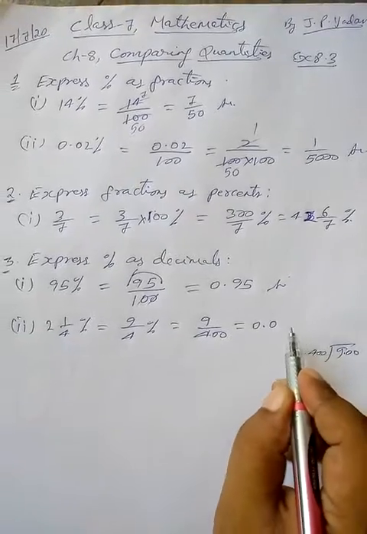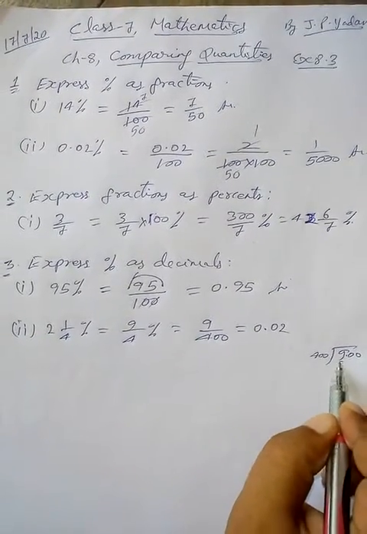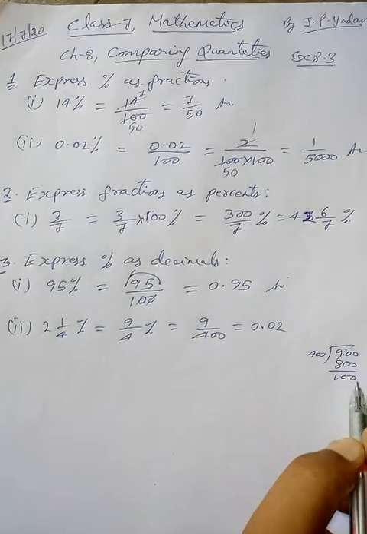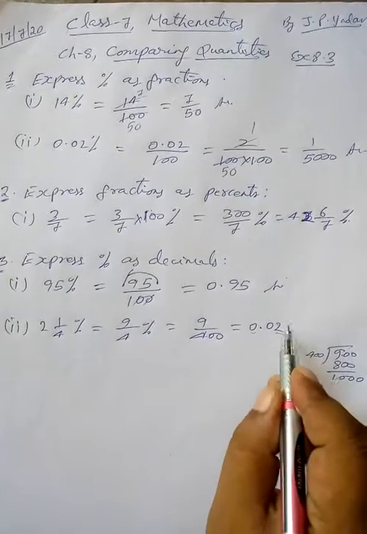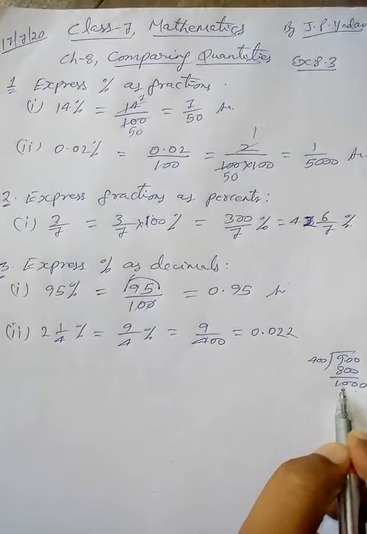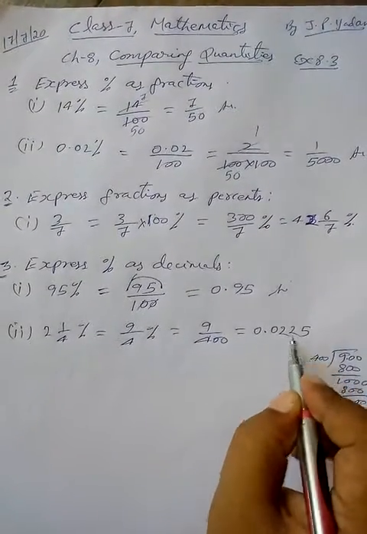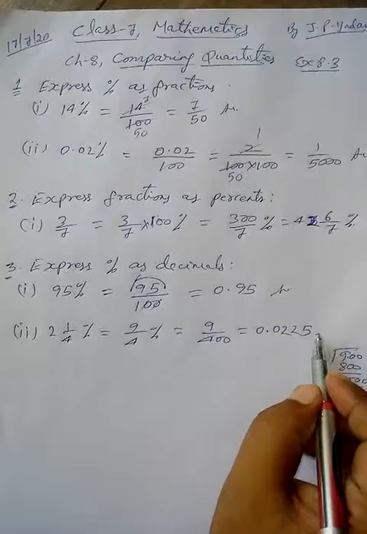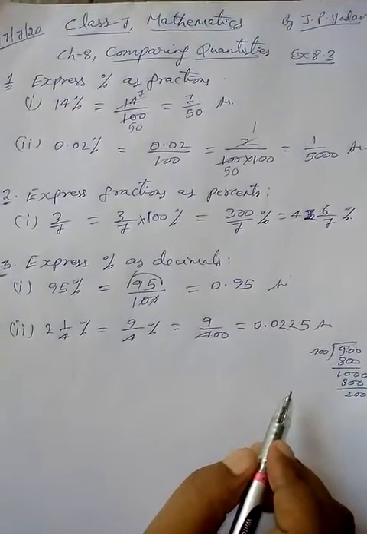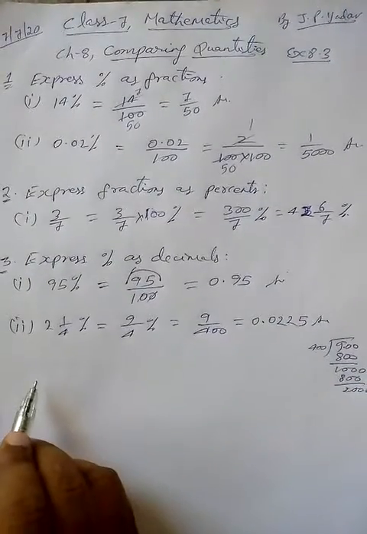4 twos are 8, 800. 100 and one more 0. 4 twos are 8. 200. 10. 4 fives are 20. So this is the decimal form of 2 1 by 4%. This is the answer.